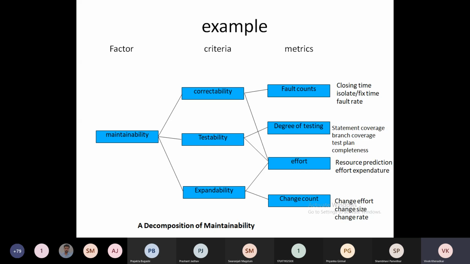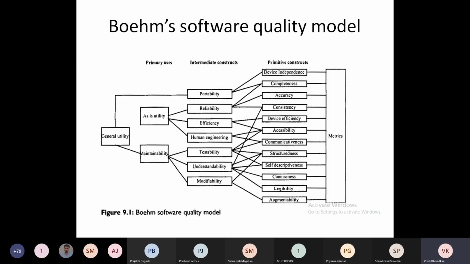So this is general for maintainability, but how have these models defined their own? We will see the first model, which is the Boehm model. What is the Boehm model? In the Boehm model, the approach is again decomposition, in which we can measure the software quality. They have maintained the general utility, the direct utility measurement. The general utility measured in the Boehm model is either maintainability or portability.